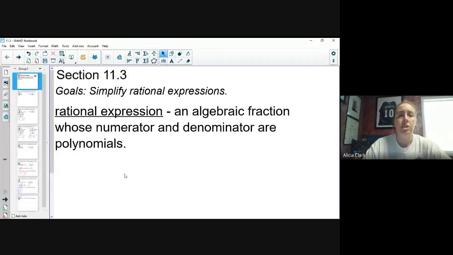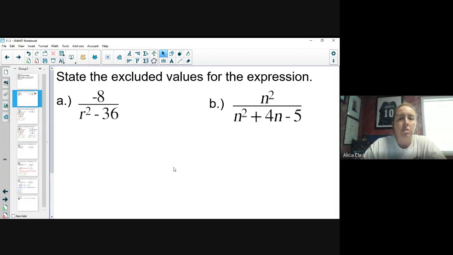Okay, so in section 11.3, we're going to be talking about rational expressions now. So we're going to talk about simplifying these. So this is just basically when you have a fraction whose numerator and denominator are polynomials. So we are going to be factoring in this lesson using either greatest common factor or the factoring methods that we've already talked about. So we've talked a little bit about this already, about how to state the excluded values. As a reminder, that means what makes the denominator equal 0.